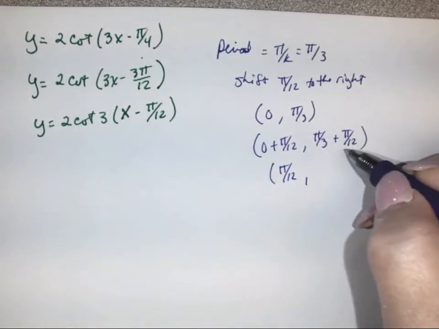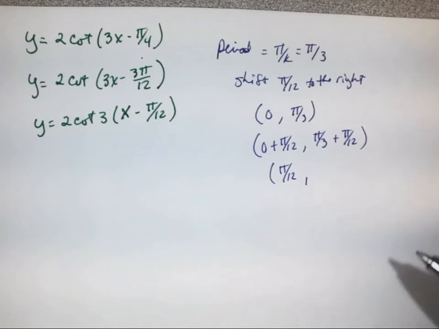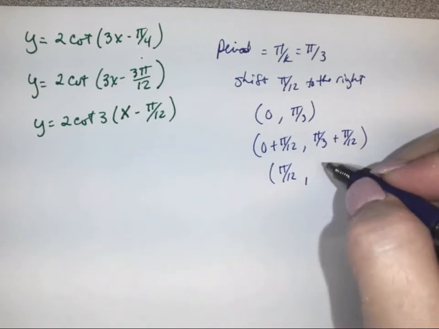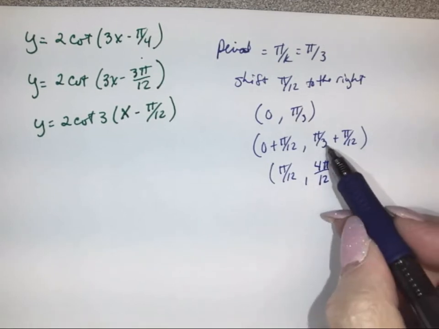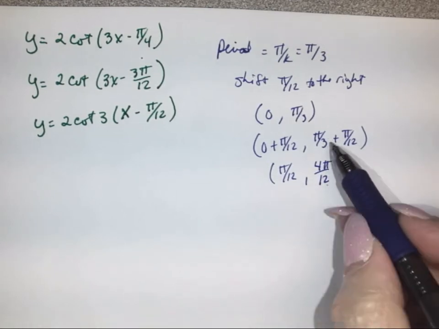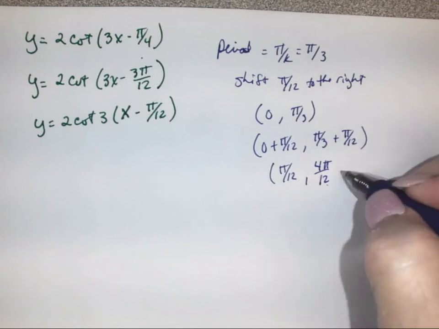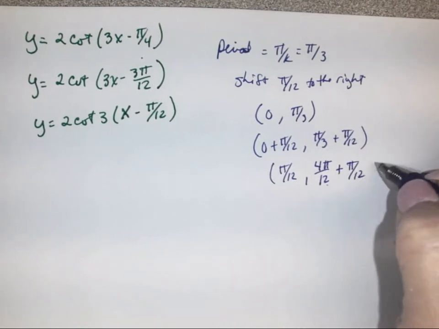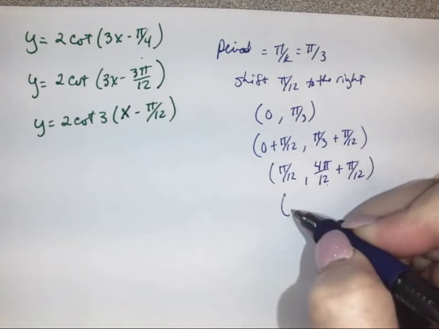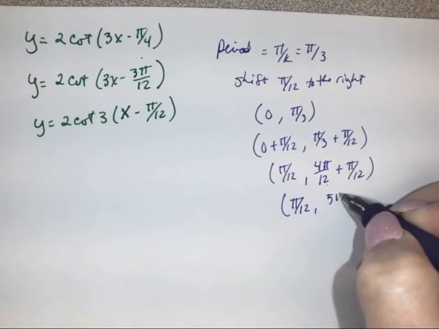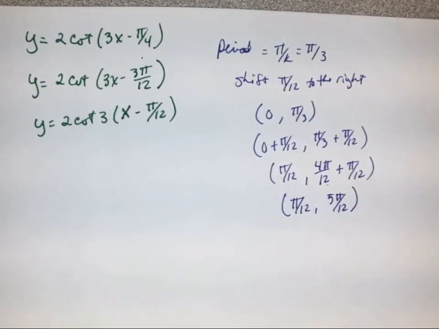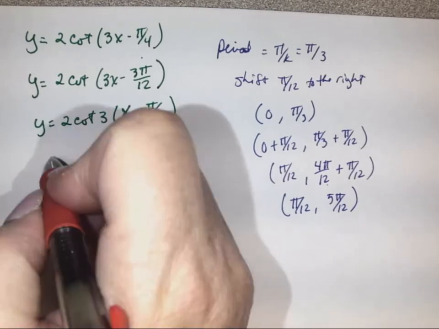On this part, we got to get a common denominator. So pi over 3, I can change to 4 pi over 12 by multiplying 3 times 4 gets you to 12, and 1 times 4 gets you to the 4, plus pi over 12. So that'll get me pi over 12 to 5 pi over 12. So that'll be my interval. All right, let's go graph this.